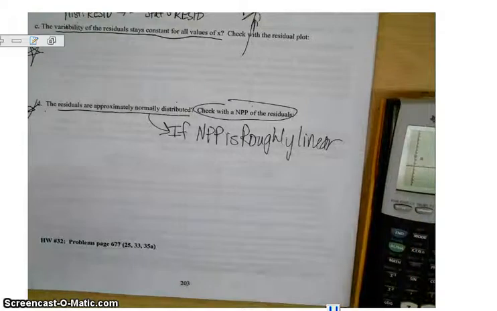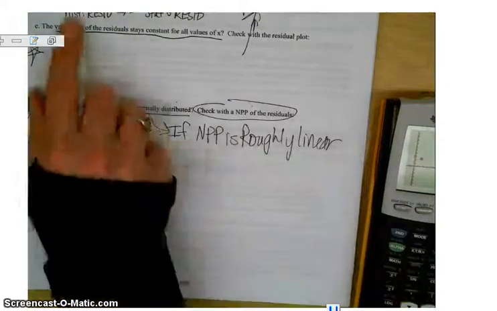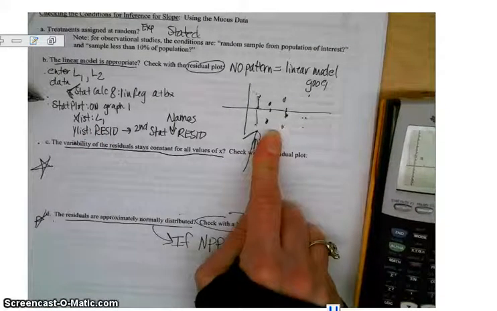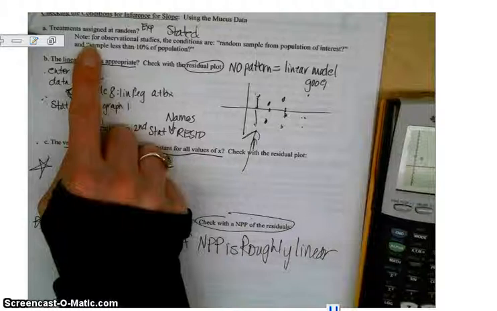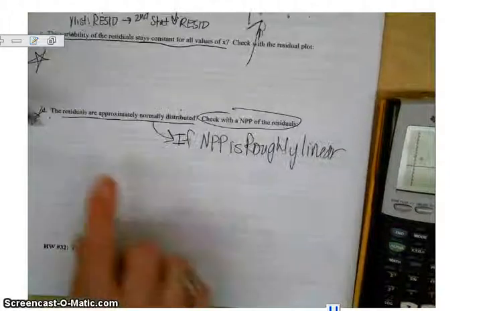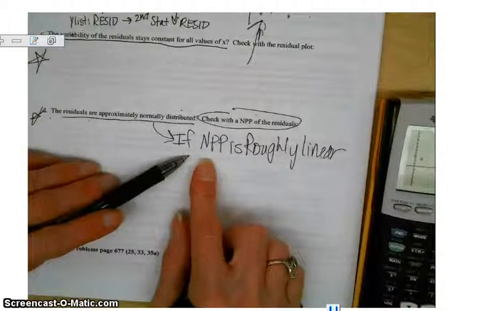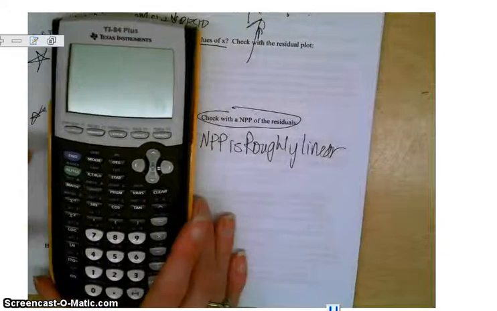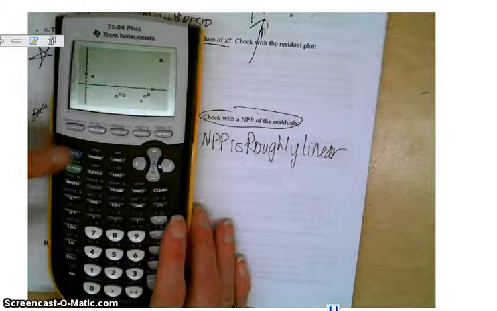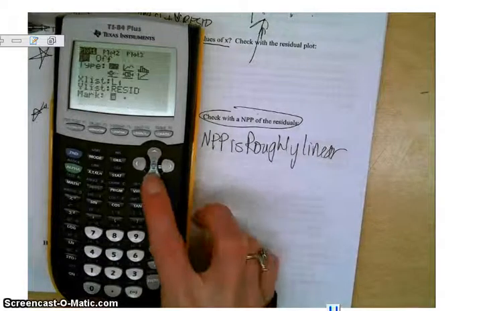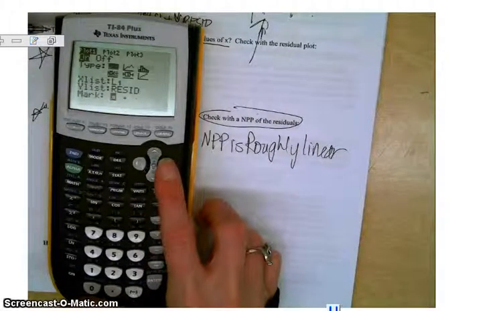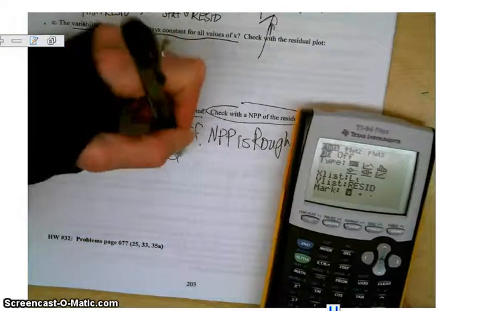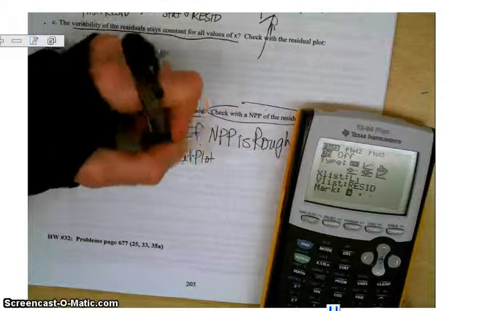Because when we did linear regression earlier in the year, we talked about a linear model being appropriate if there is no pattern in the residuals. We talked about having to assign things at random or random selection. And we also talked about the normal probability plot being roughly linear. So how would I check? Well, the normal probability plot, if you're going to graph that, second stat plot, turn your graph on. And the normal probability plot is type 6. So you're going to go to your stat plot, and it's graph type 6.